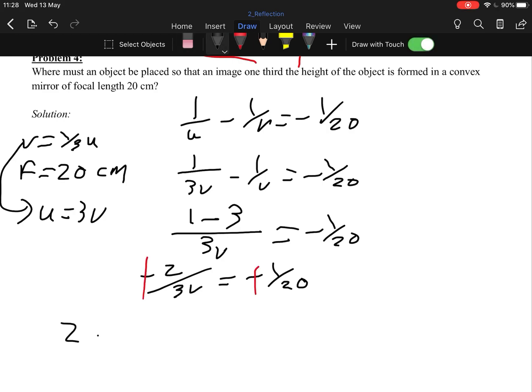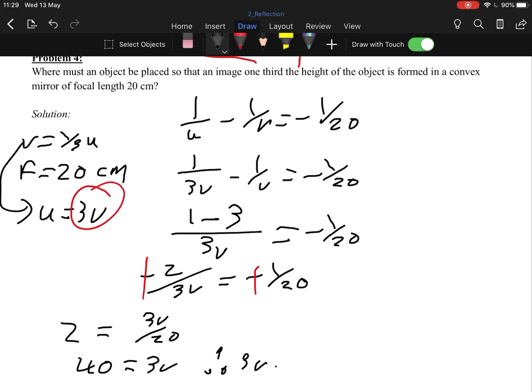All right, so that becomes 2 equals 3v over 20. So that becomes 40. Yeah, there we go, equals 3v. I divided across by 20 for some reason. Why did I do that? So 40 equals 3v. And we set up here that 3v equals u. Okay, so therefore 3v equals u equals 40.